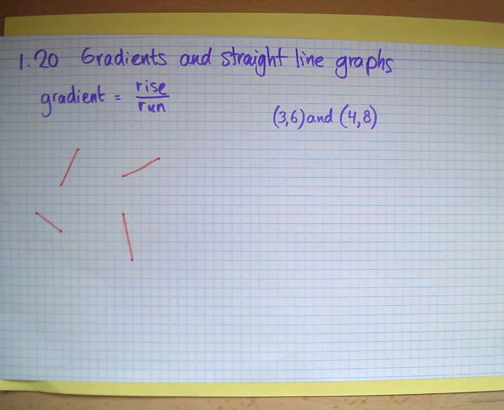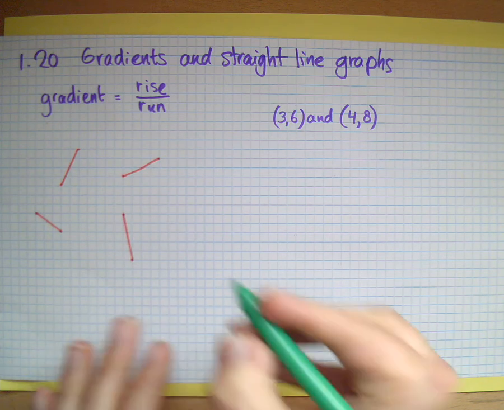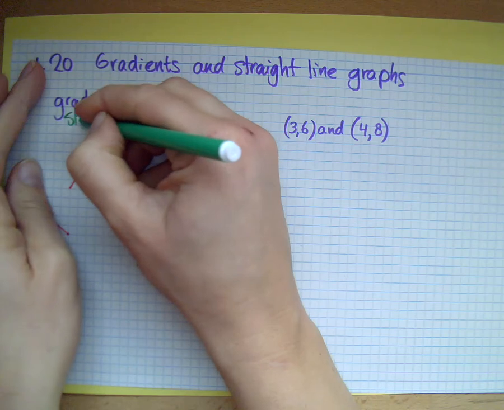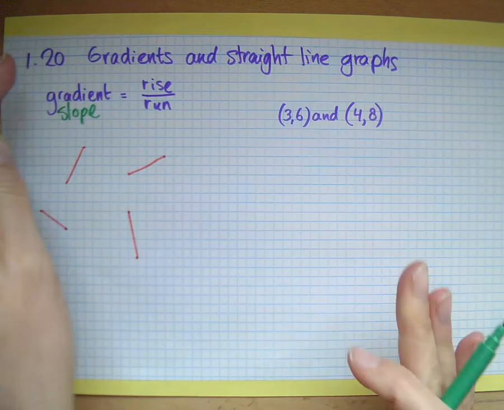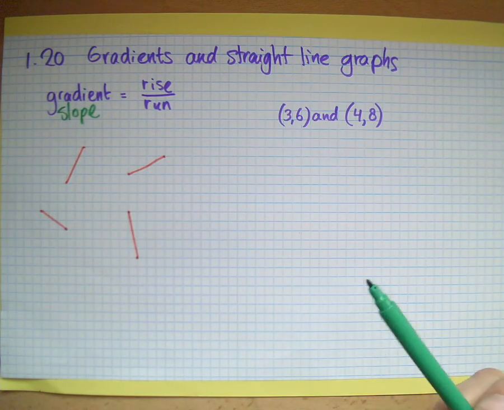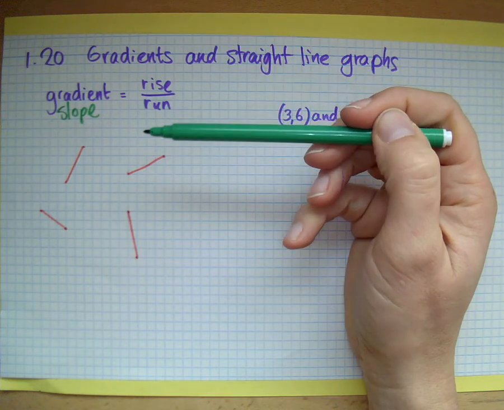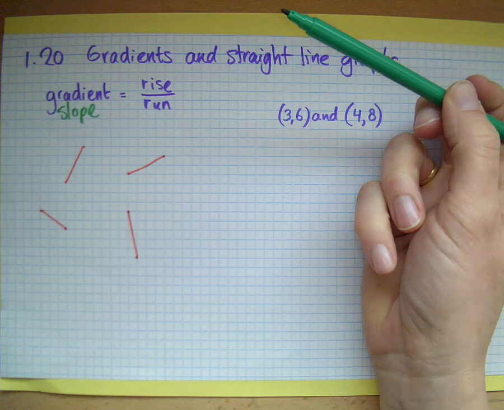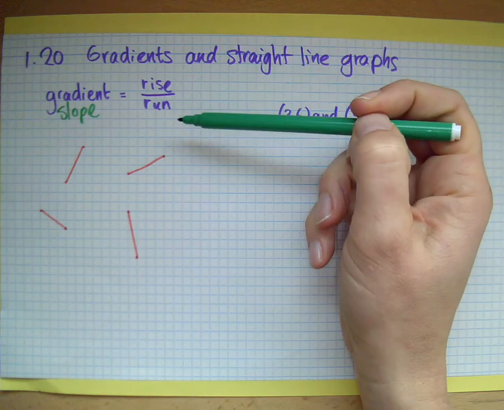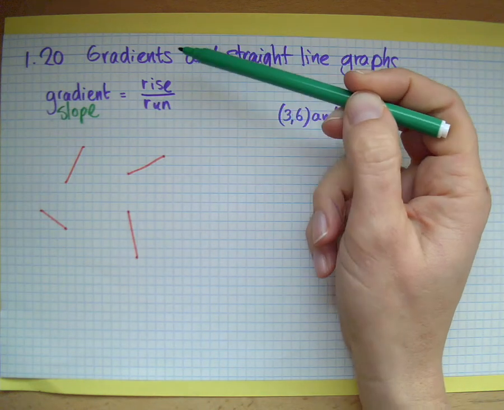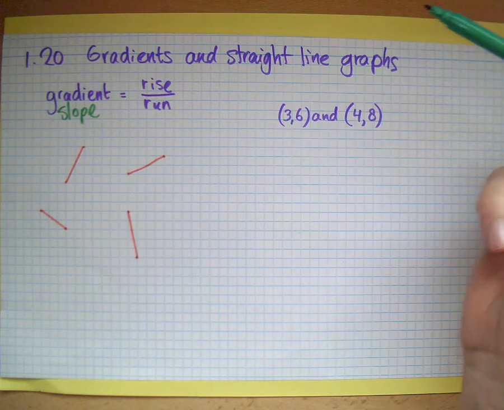Okay, gradients and straight line graphs. What is a gradient? In the States, you would probably call it slope. Let me just write that on there. Slope. British word is gradient. The slope of a straight line is the rise of the line divided by the run of the line. The rise is the vertical distance, run is the horizontal distance.